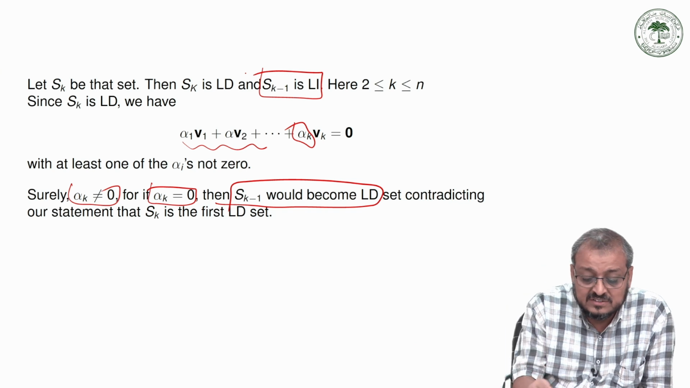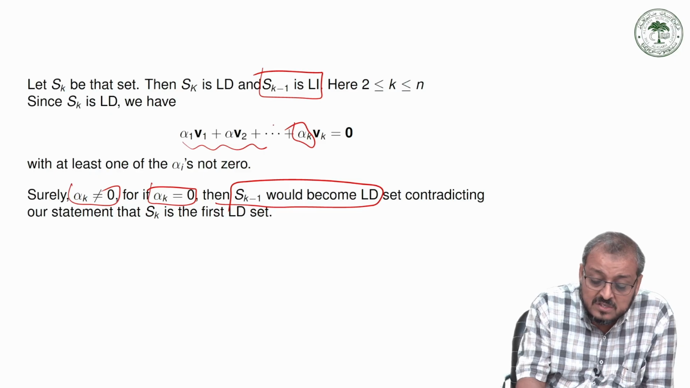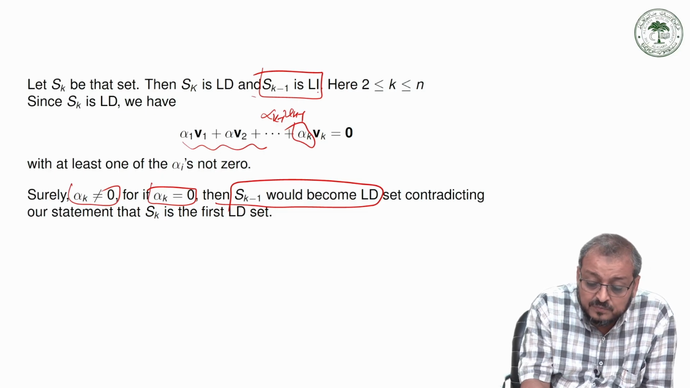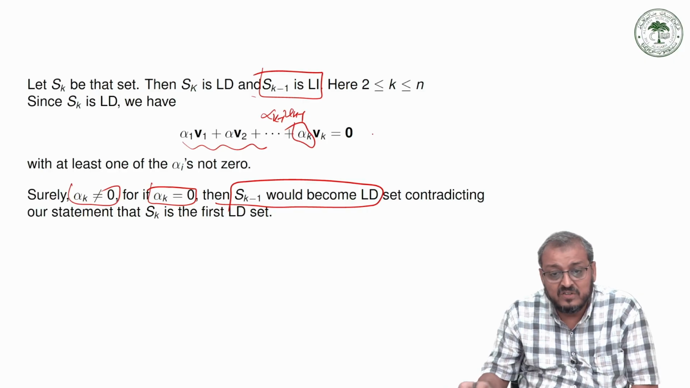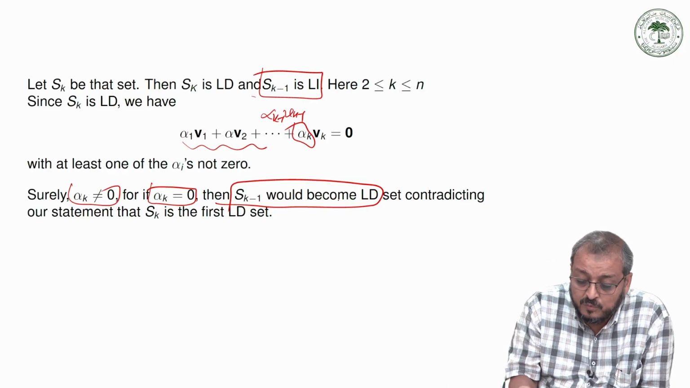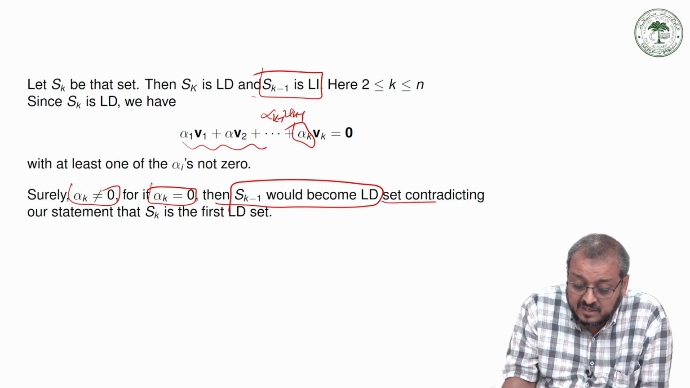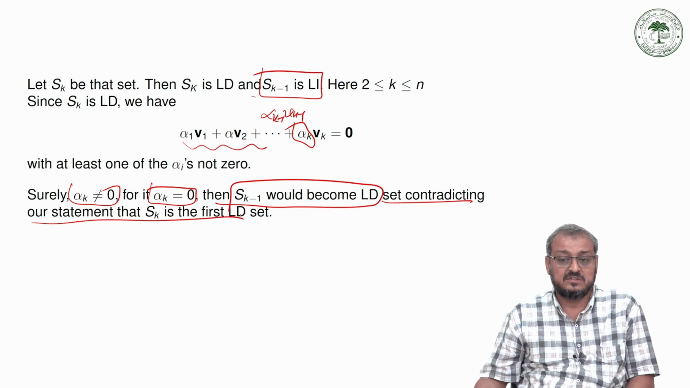So if alpha k is equal to 0, that means the remaining terms, up to alpha(k-1) V(k-1), sum to 0, and so this set would be linearly dependent, which is a contradiction. S(k-1) would become a linearly dependent set, contradicting our statement that Sk is the first linearly dependent set.